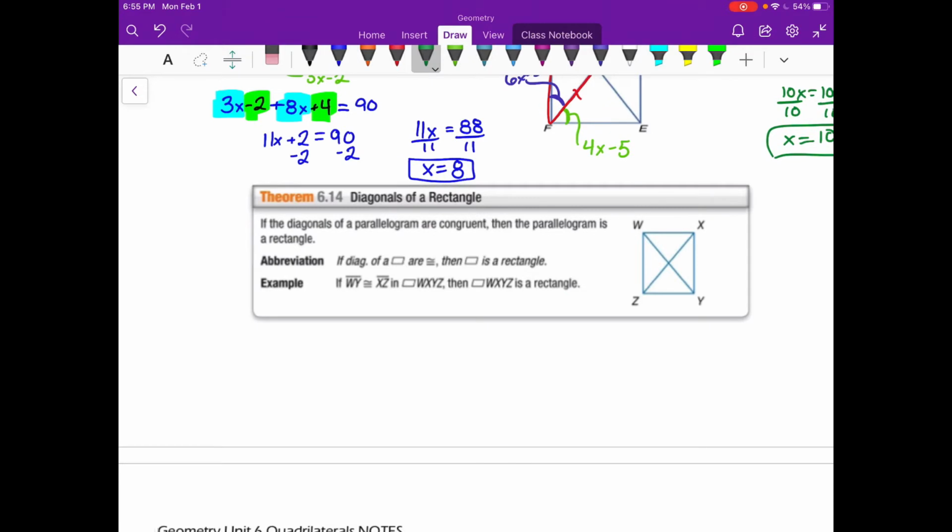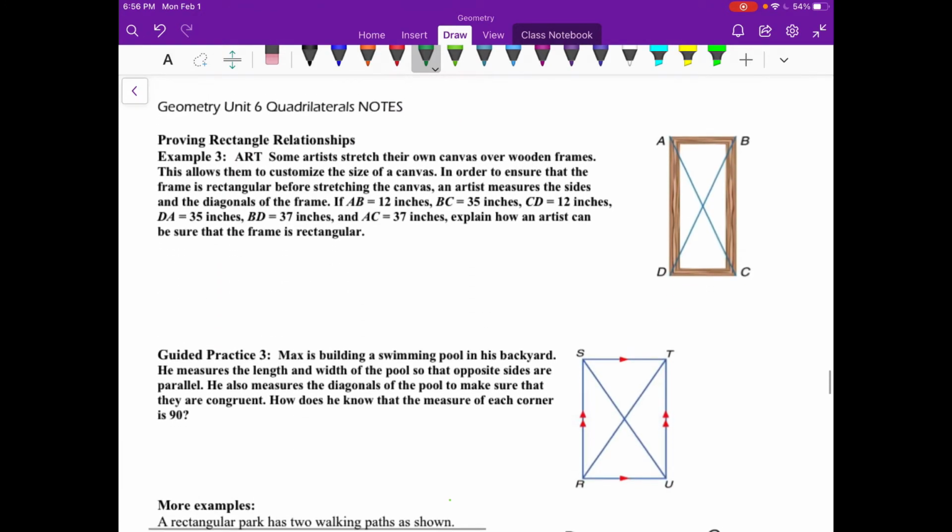Okay, moving on. We got another theorem here. This one says if the diagonals of a parallelogram are congruent, then the parallelogram is a rectangle. So if we see congruent diagonals, we can right away say that that shape is a rectangle. So that'll be useful when we're trying to prove that a shape is a rectangle.